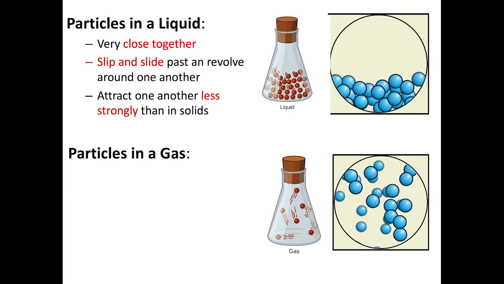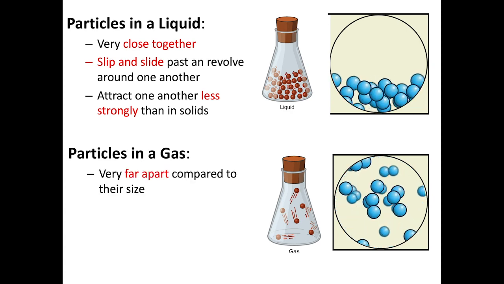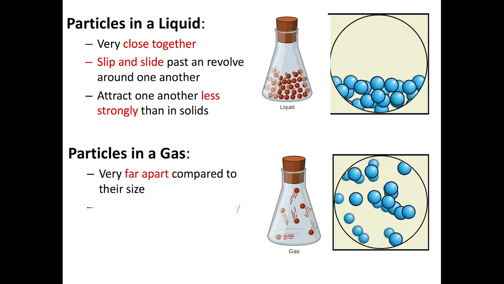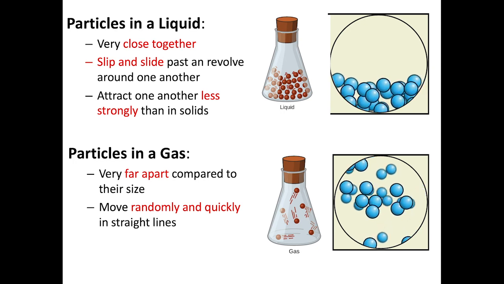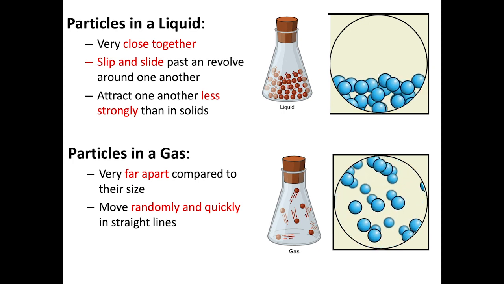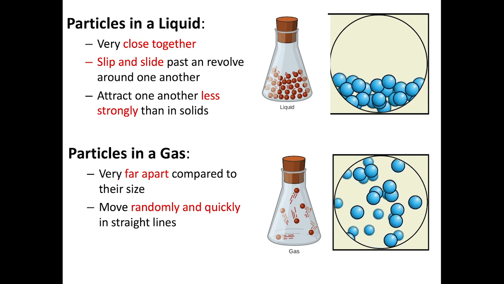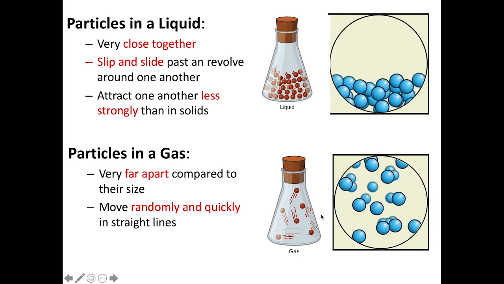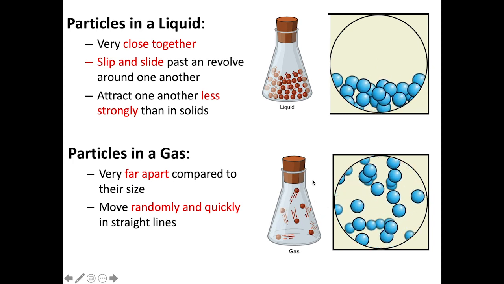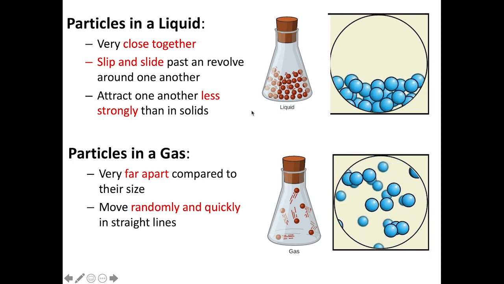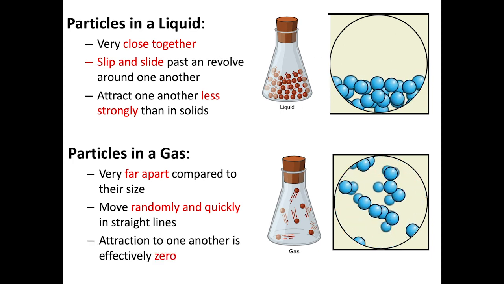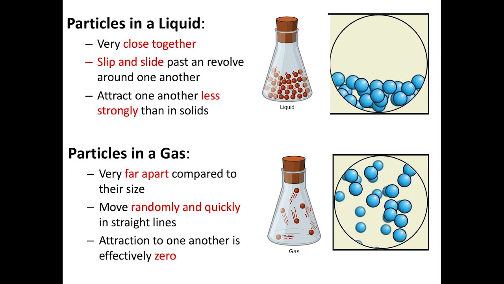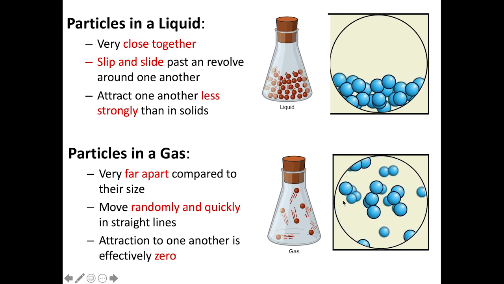Particles in a gas are very far apart compared to their size, so they spread out quite a bit. They move very randomly and quickly in straight lines, moving all around a container. If I have them locked up in this beaker over here, they're going to bounce around, take the shape of the entire container, and really spread out. And if I opened up this beaker, they'd be gone. Their attraction to one another is effectively zero, which is why they're able to spread out so much.